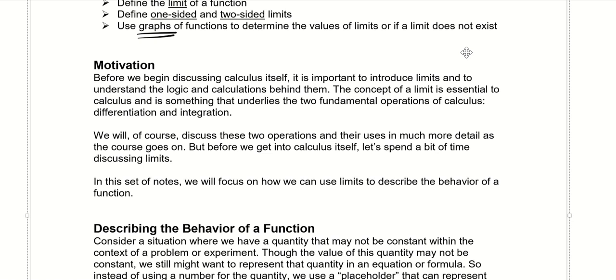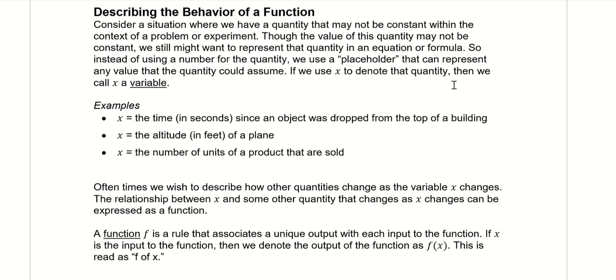As we'll see going forward, there are two main operations or branches to calculus. We're going to talk about differentiation and integration, and we're going to see that behind the scenes, the idea of the limit is really going to be important to us. The whole thing that we're getting at here is how do we describe how a function behaves?